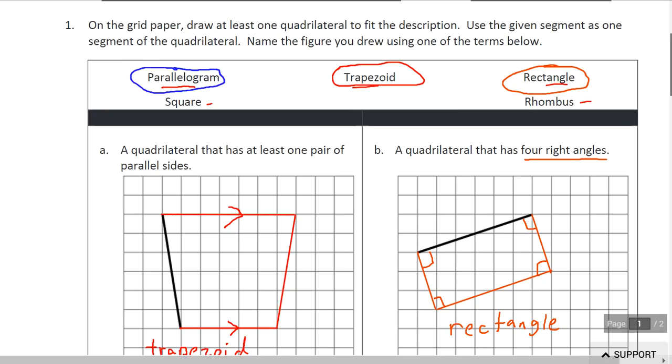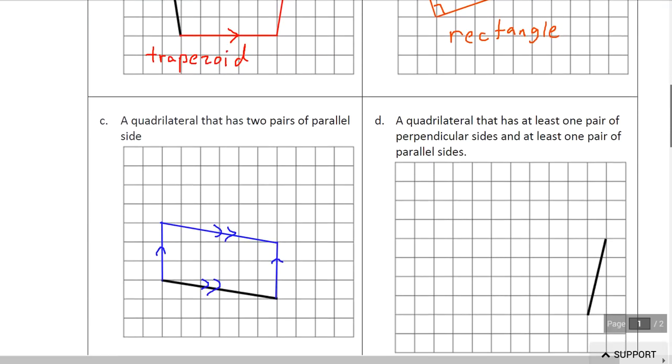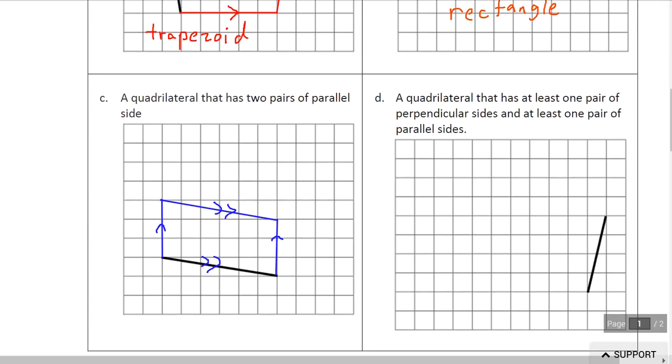I haven't. So let's see. I wonder if the next one's going to be a square or rhombus. Let's see what we got. We want a quadrilateral that has at least one pair of perpendicular sides, so one pair of perpendicular sides and at least one pair of parallel sides.